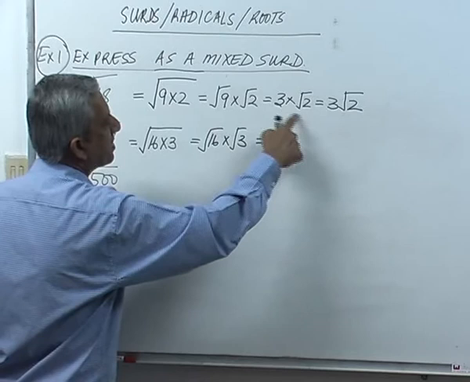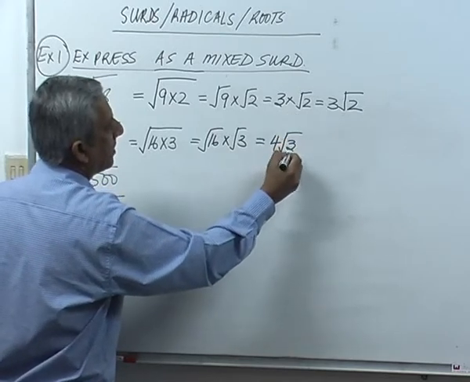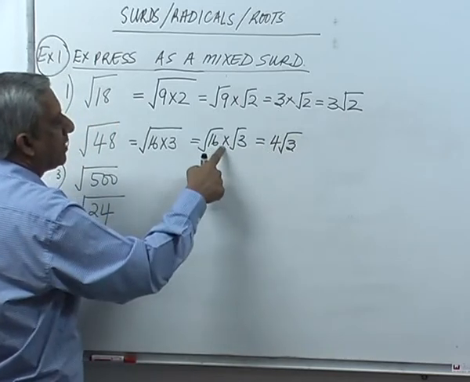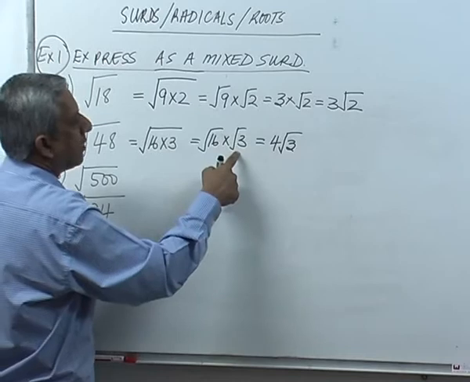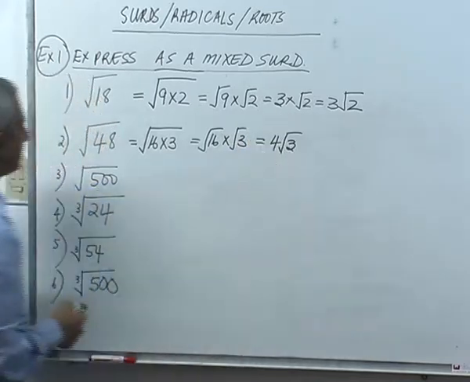Now I'm going to skip this step. 4 root 3. Square root of 16 is 4. I don't have to write the multiplication sign. Root 3. So I can now skip that step here.